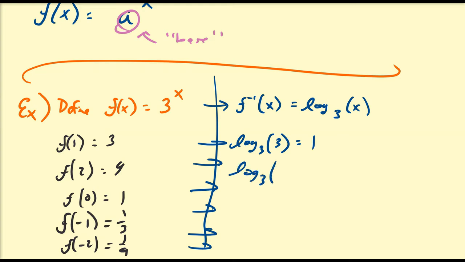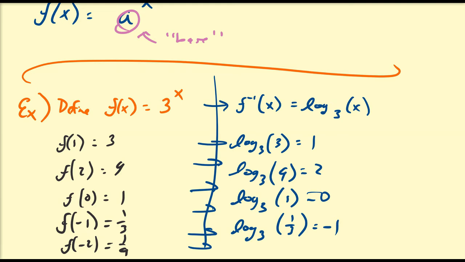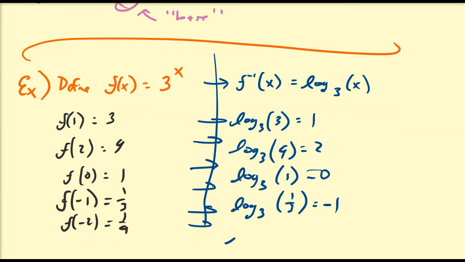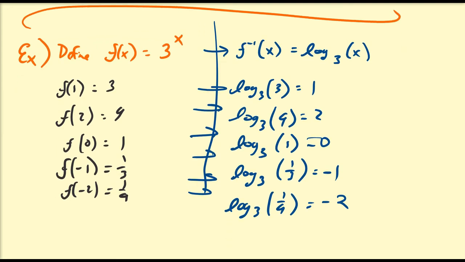The log base 3 of 9 is equal to 2. The log base 3 of 1 is equal to 0. The log base 3 of 1/3 is going to be equal to negative 1. And the log base 3 of 1 over 9 is equal to minus 2. And that's just using the property that the domain of the original is equal to the range of its inverse, and also vice versa, right?